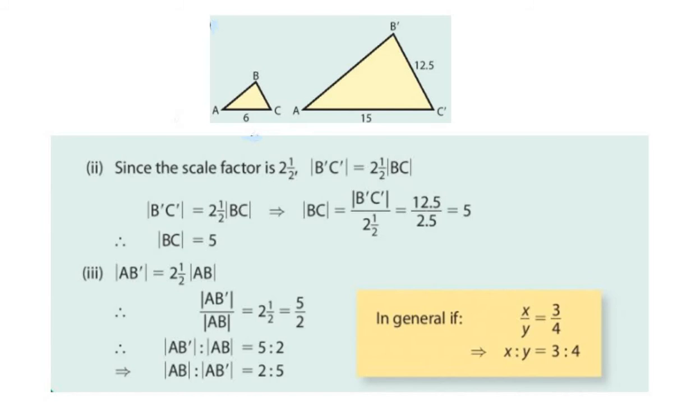The ratio, a ratio is a fraction defined. So 5 over 2 is the same as the ratio 5 is to 2. So what we have is AB' is in the ratio 5 to 2 to AB. So then we know the other way around, AB is in the ratio 2 is to 5 to AB'.